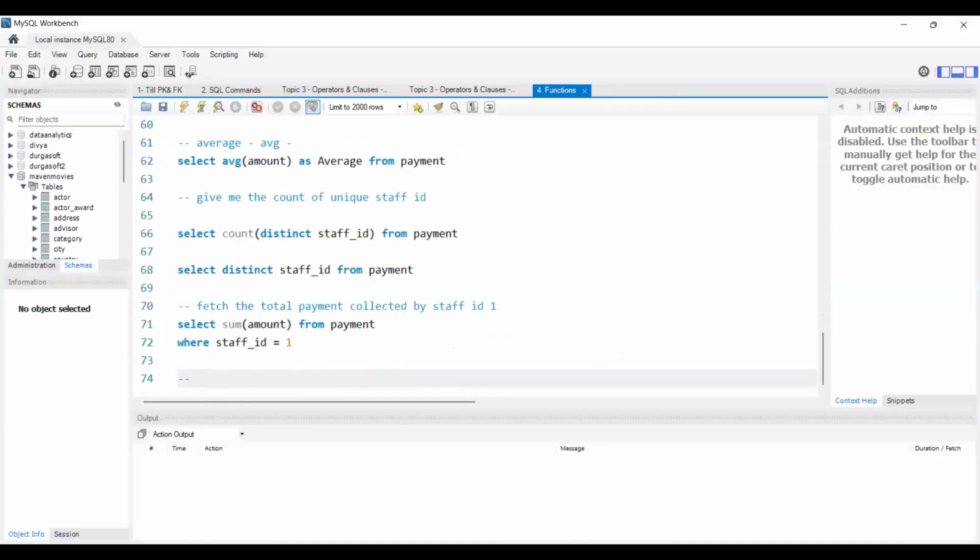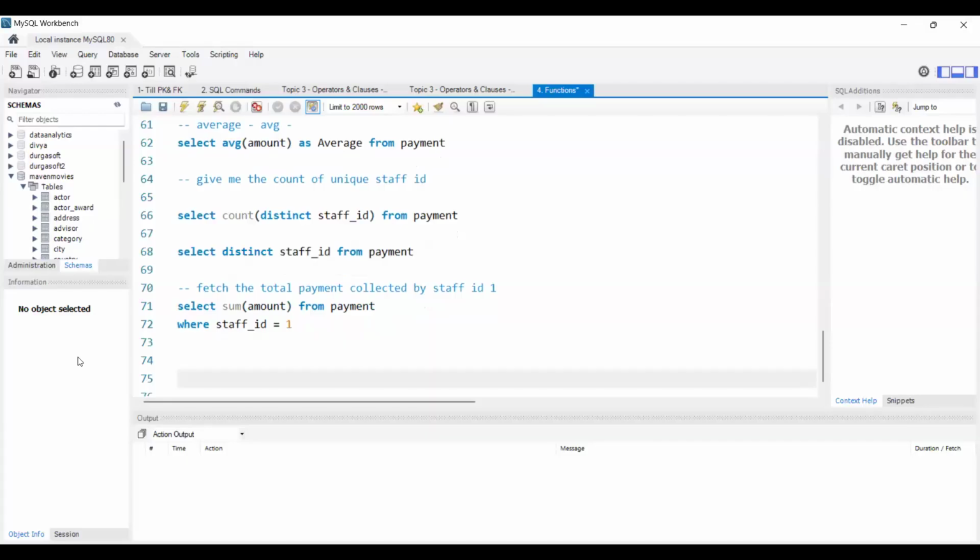So yesterday we were discussing the functions concept, right? Numeric functions: count, sum, min, max, average. Correct. We are done with count, sum, min, max and average. All right. So first let me just activate the database, movies.